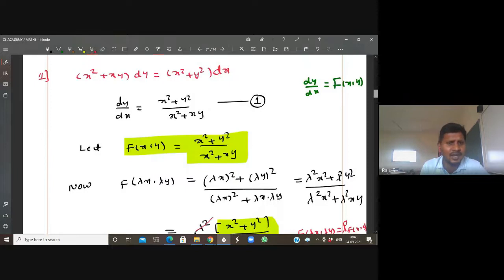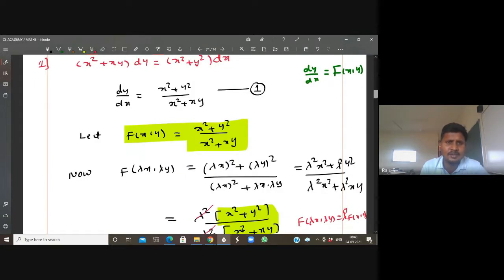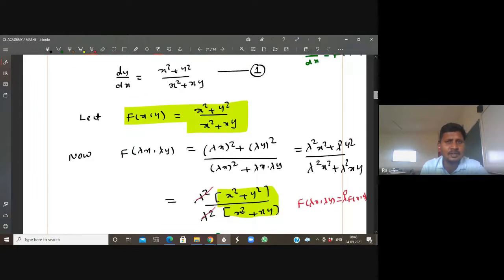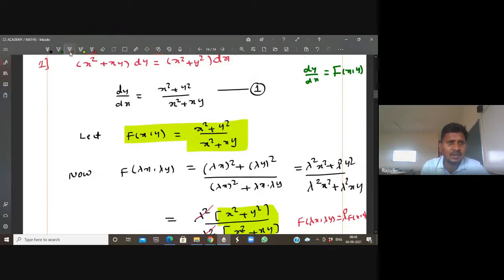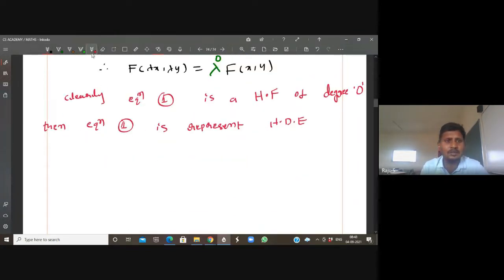Is it a homogeneous differential equation in y or in x? Yes, students. Is it a differential equation in y or in x? Y. Because y is the dependent variable. So you have to write that this is a homogeneous differential equation in y.